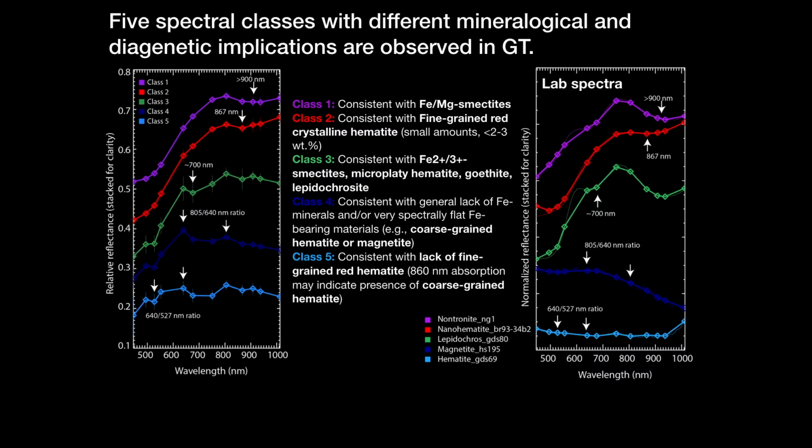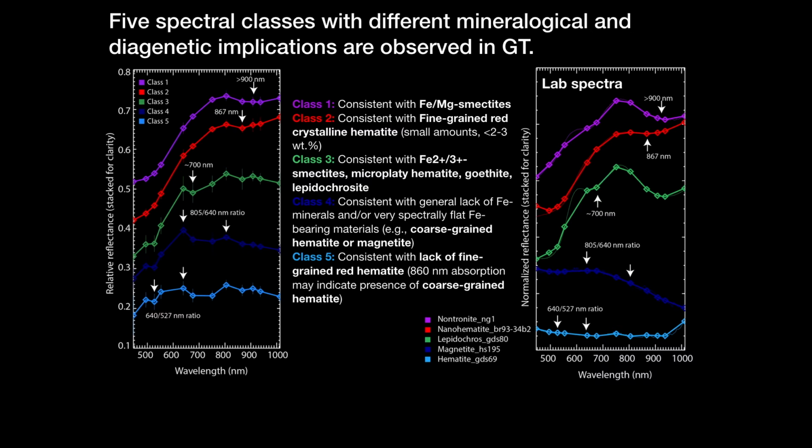So class 1, in purple, is consistent with iron magnesium smectites, with an absorption at longer wavelengths of greater than 900 nanometers. Class 2 is consistent with fine-grained red crystalline hematite, and we see this in small amounts, maybe less than 2 to 3 weight percent, with a weak absorption band at 867 nanometers.